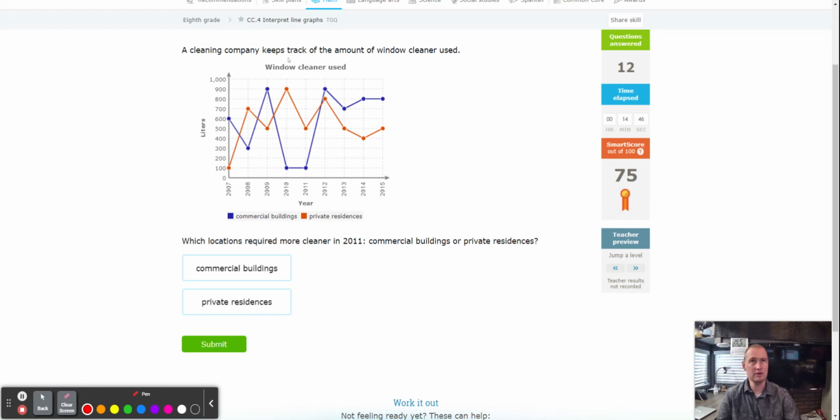A cleaning company keeps track of the amount of window cleaner used. So we got commercial buildings and private residence. All right. Which locations require more cleaner in 2011? Either commercial buildings or private. So basically, what line's higher at 2011? So first of all, where is 2011? Right here. All right. Commercial is at 100.